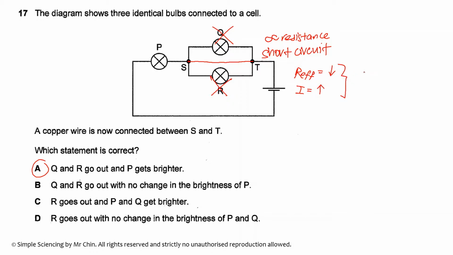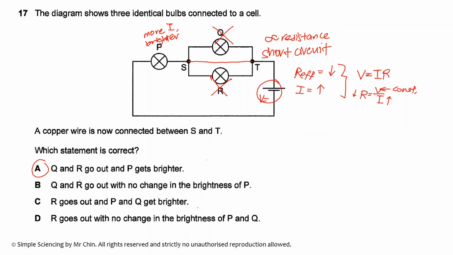Why? Recall Ohm's law, V equals IR. You can rearrange this to visualize better: R equals V over I. Remember that V, the total EMF of this voltage source, will not change. The voltage source will forever be the same when the same cell is used. So V is constant. When R decreases, I will increase because they are inversely proportional. When there is more current flowing through P, it will get brighter.